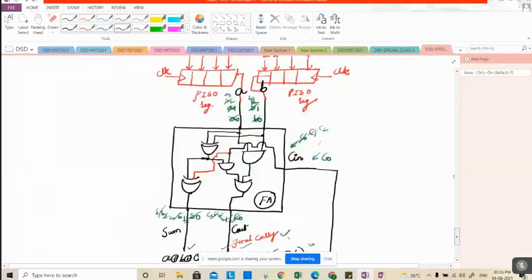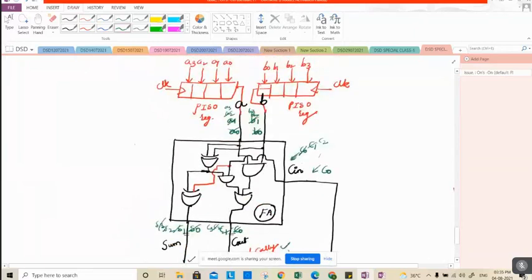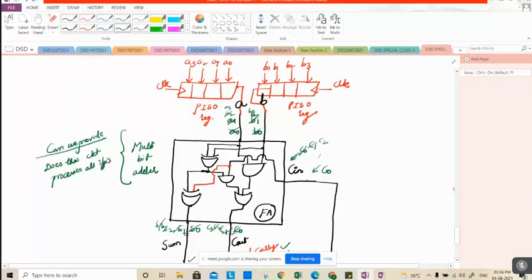Tell me, can we use this as a serial adder or not? Can we use it as a multi-bit adder? Yes sir. Right, this is going to work as a multi-bit adder, but can we give all the inputs at the same time? Does this circuit process all inputs at a time?